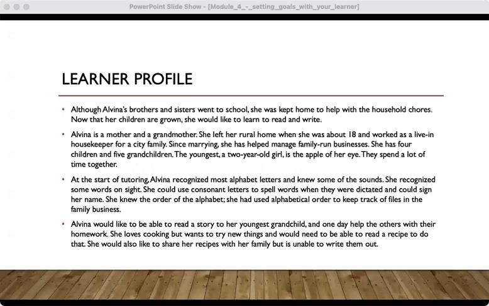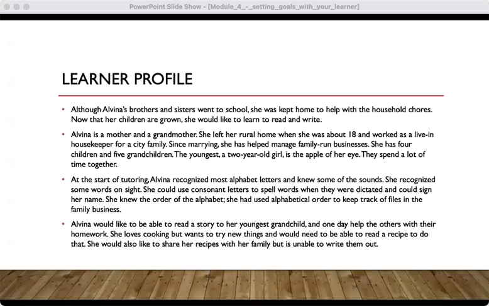So we're going to look at an example learner profile. This is Alvina's story. Although Alvina's brothers and sisters went to school, she was kept home to help with household chores. Now that her children are grown, she would like to learn to read and write. So we've been lucky here. We are told up front what her learning objectives are: reading and writing.